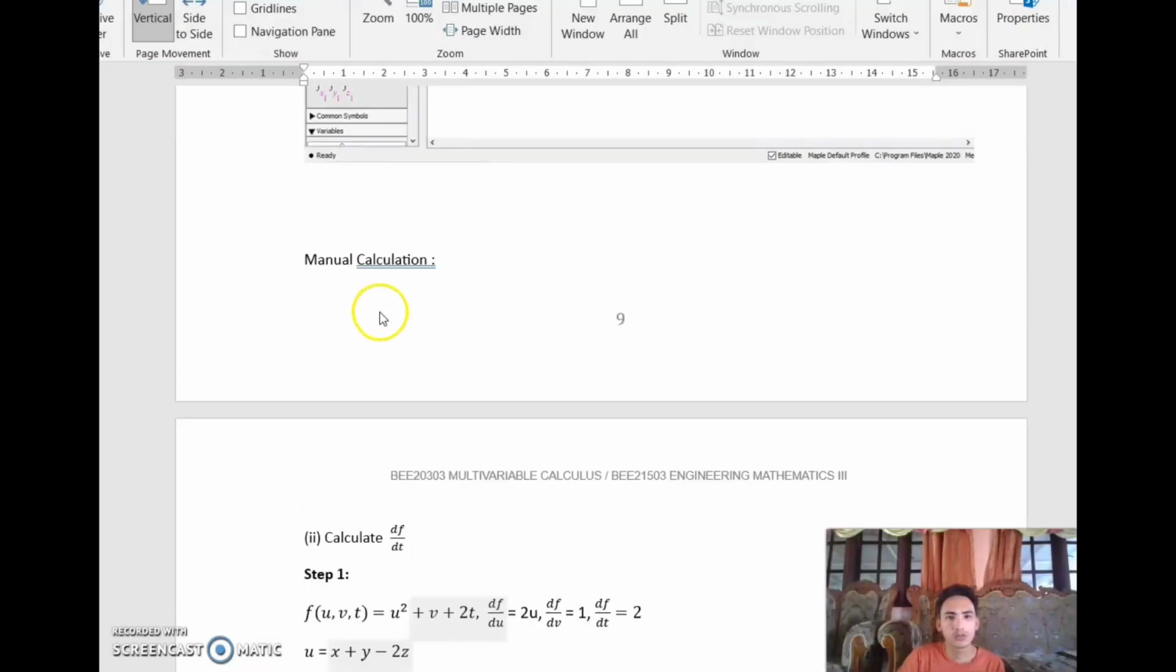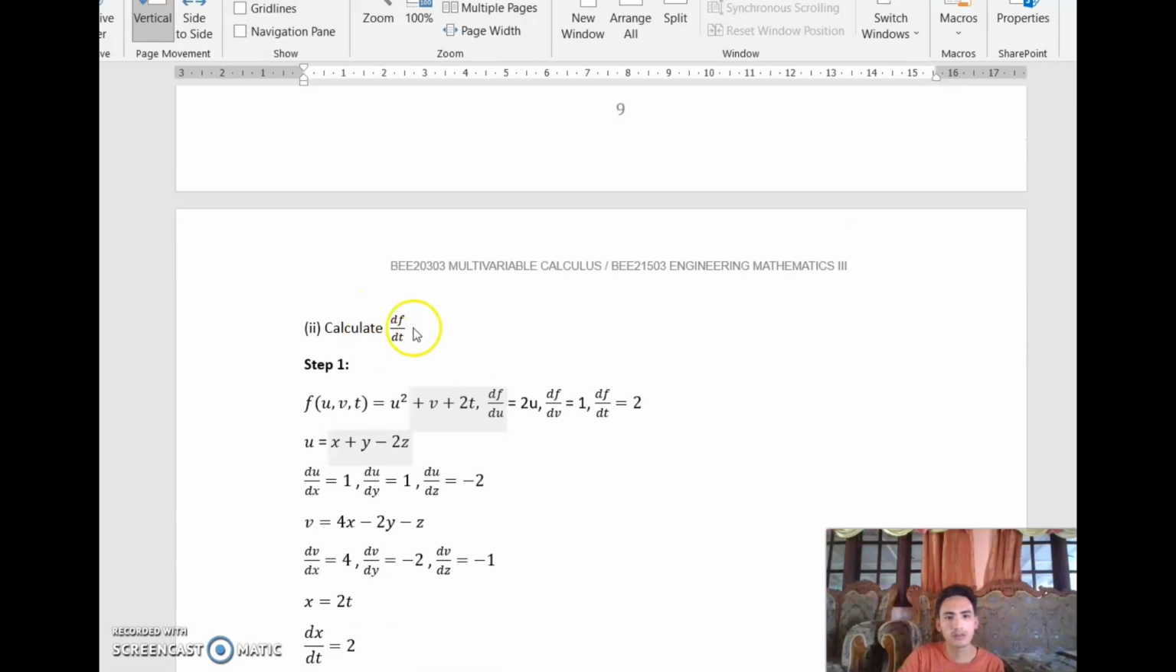For the question today, we want to calculate df over dt. The function given is f(u, v, t) equals u squared plus v plus 2t. We differentiate df over du, and from here we get 2u. For the second, df over dv, we get 1. Df over dt is equal to 2.